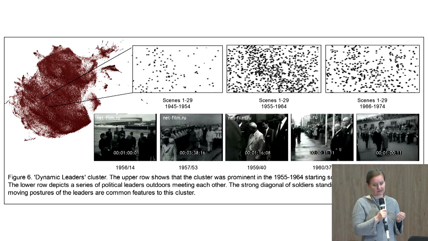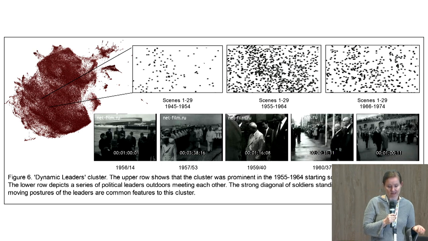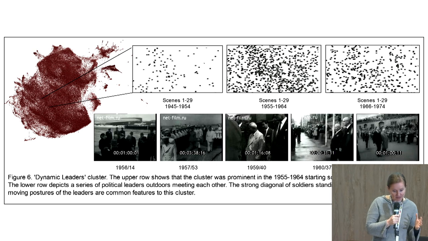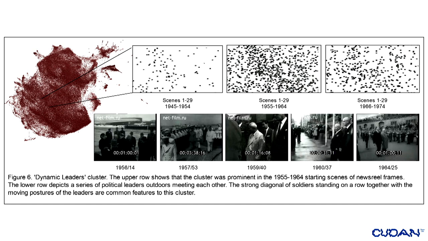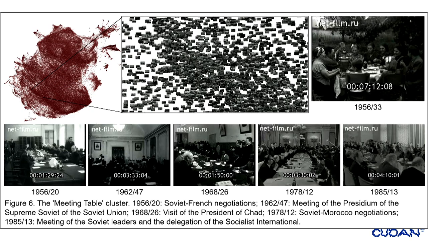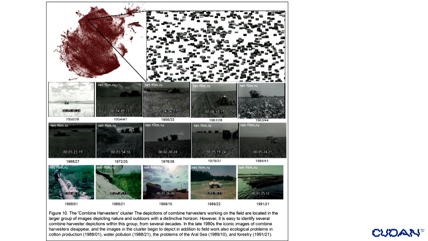Then there is an interesting new way of presenting Soviet leaders, what I call dynamic leaders in movement, which was dominant from the mid-1950s until the mid-1960s, and then became a less frequent topic. Then we have new types of meetings appearing in the late 1960s, which is also interesting because earlier the meetings were mostly portrayed with somebody standing on a podium and an audience, like we have right now here. But here, this is a more democratic way of having a negotiation, actually. Then we have agriculture.